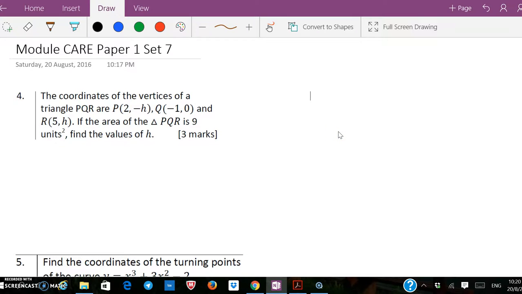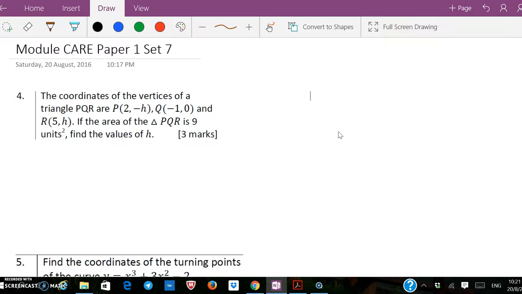Hello, now we are in question number 4 of set 7. The topic involved here in question number 4 is coordinate geometry, and the question is regarding area. Area is part of a question that will come out in the exam for coordinate geometry. Let's see whether we can still remember how to use the formula of area to achieve our quest to find the values of h.